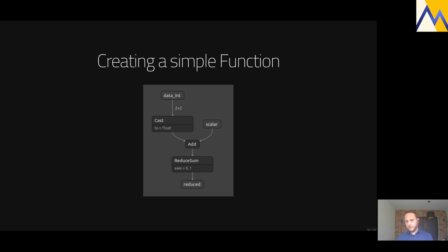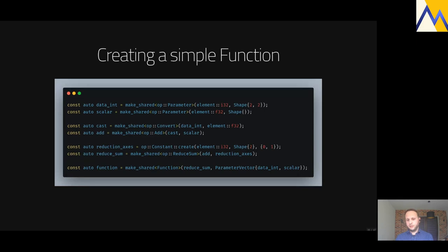So finally, when we add those two matrices, which will also produce our 2x2 matrix, we would like to reduce sum this operation over two axes. So we have 2x2, we have two available axes, and we're reducing over both. And in that case, this particular operation is supposed to produce a single number. So in nGraph, this is how it would actually look. So we had two inputs to the graph. First one was this 2x2 tensor of integers.